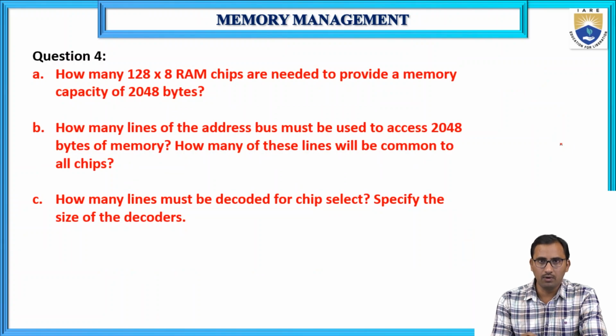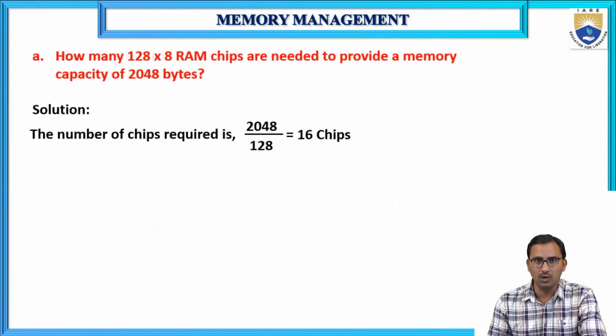Coming to the fourth problem. How many 128 by 8 RAM chips are needed to provide a memory capacity of 2048 bytes? Next, how many lines of the address bus must be used to access 2048 bytes of memory? How many of these lines will be common to all the chips? And the third one is how many lines must be decoded for chip select? Specify the size of the decoder. So let's see how we can solve this problem.